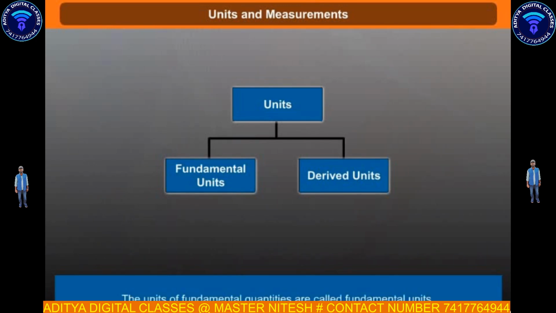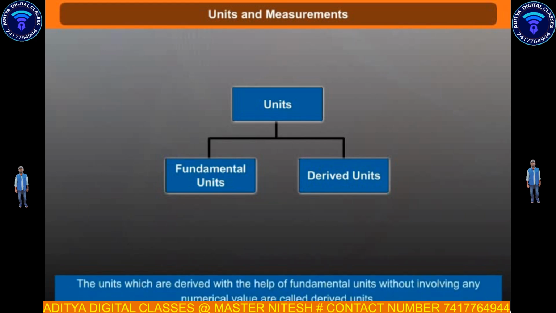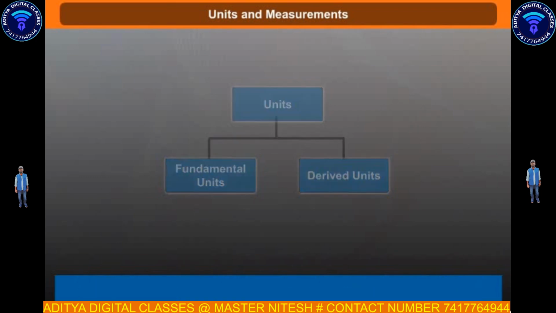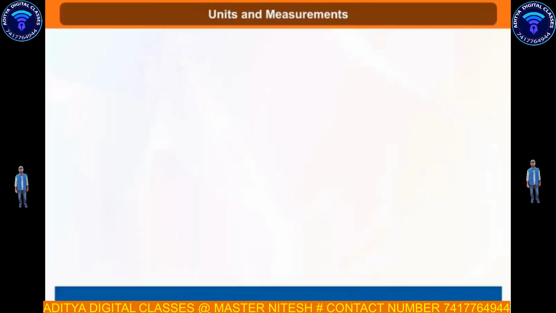The units of fundamental or base quantities are called fundamental units. Base quantities are time, mass, distance, electric current, thermodynamic temperature, amount of substance, and luminous intensity. The units which are derived from fundamental units without involving any numerical value are called derived units. For example, units of velocity, area, volume, etc. Look at the definitions of fundamental quantities carefully.